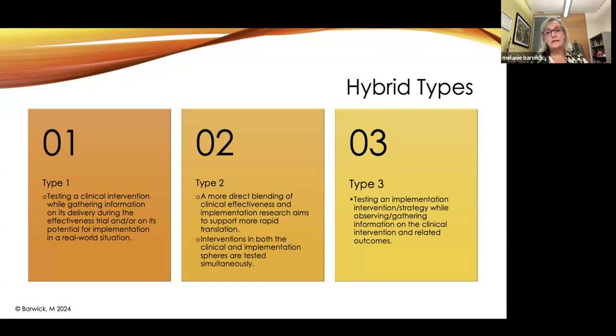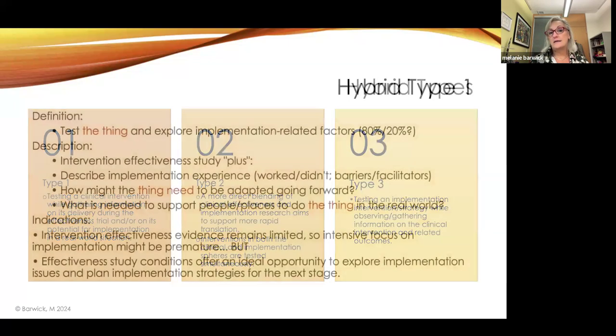And in a type 3, you're testing the implementation approach, and typically you're still capturing information about what the clinical outcomes are, just not to prove that the intervention is effective, but only to capture that it hasn't been adversely impacted by your implementation. So the work is done about, yes, this is a well-established proven intervention, but now we're focusing on implementation strategy and what works for this intervention in different types of settings.